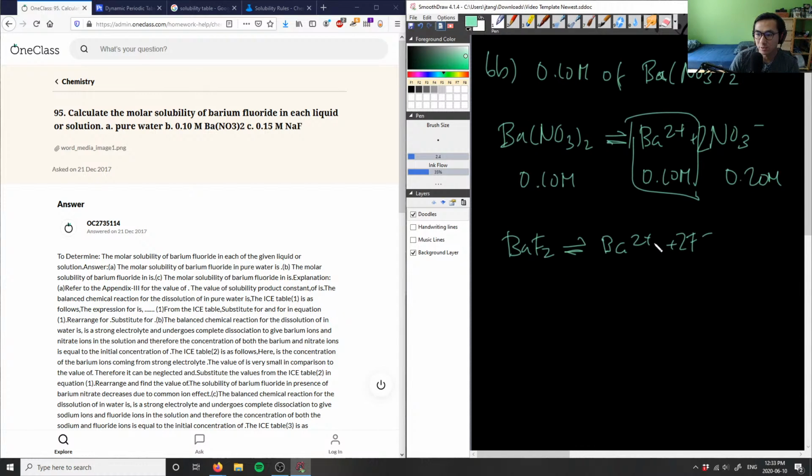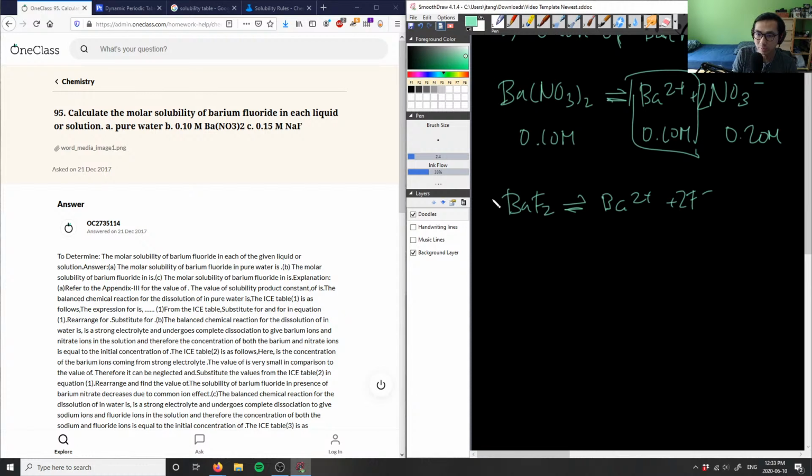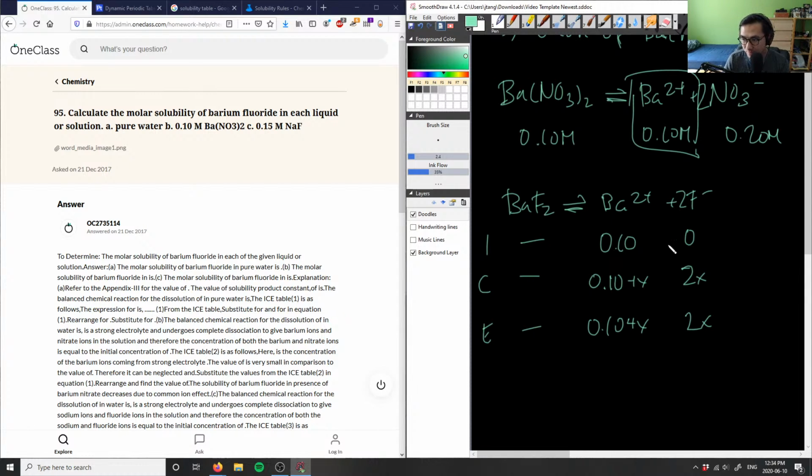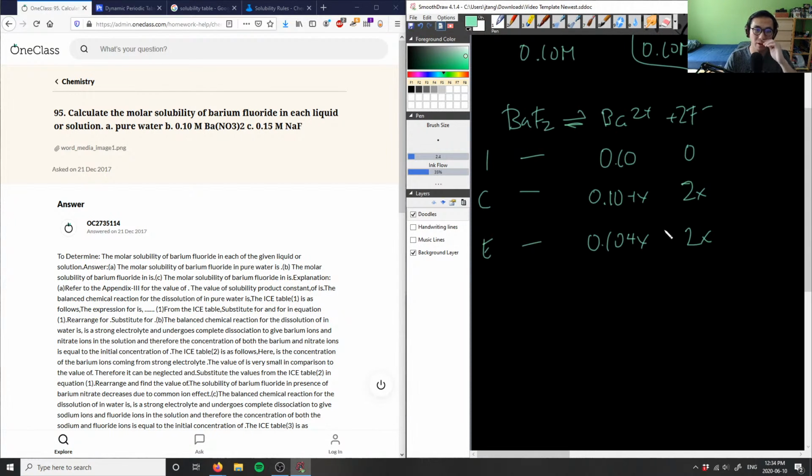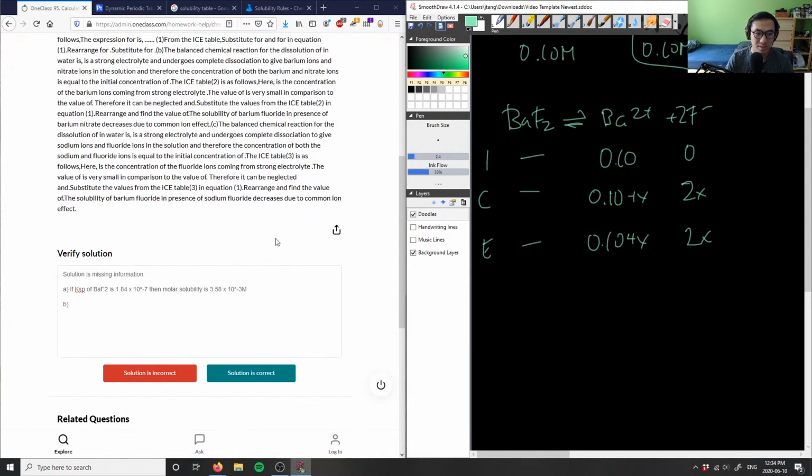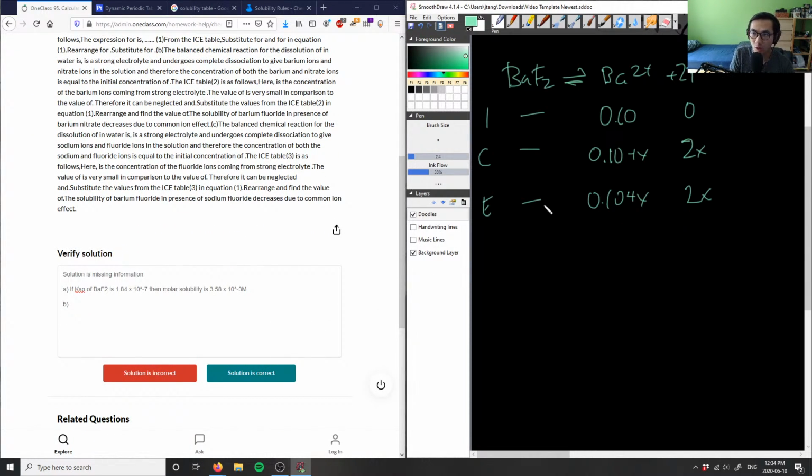And again, because I have 0.10 here, I can use my ice table now, right? So I don't know these guys here, but I know now Ba2+ is 0.10, right? And this one here, I know as 0. I'm going to get plus x, sorry. This is still 2x here. So I have 0.10 plus x and 2x here. And now if I'm given my KSP value of barium fluoride, which I assumed was 1.84 times 10 to the negative 7, I can solve for this problem again, right?